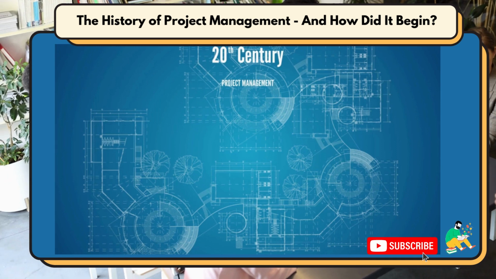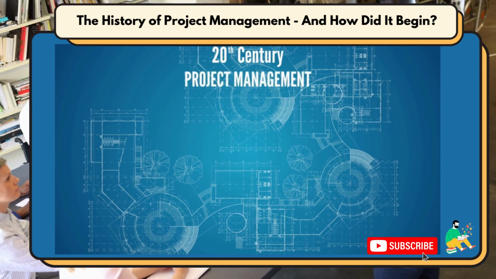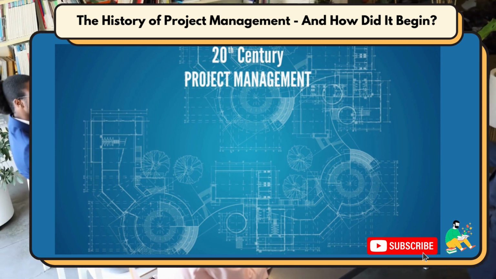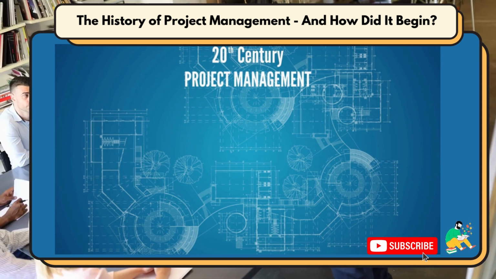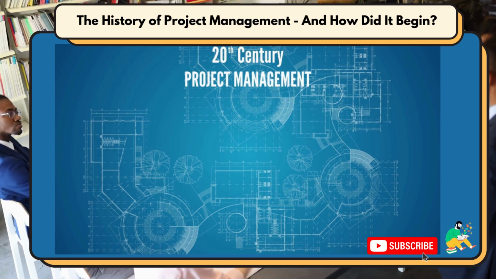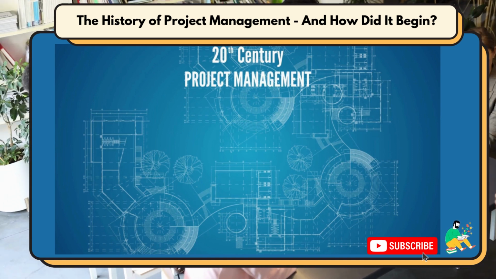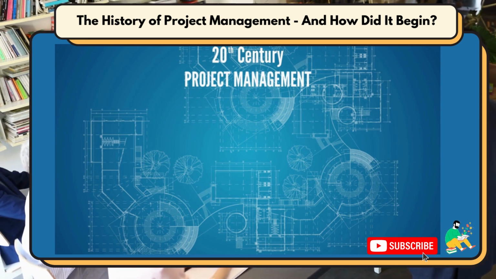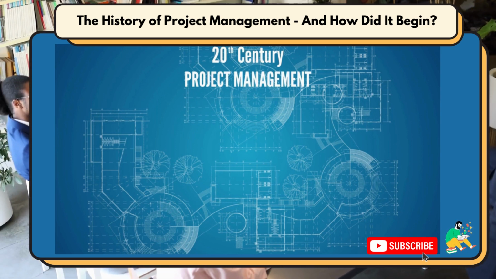20th century. This is when project management as we know it really came into its own and started developing. We mentioned that after the Industrial Revolution, the time and resources were more and more limited, and using them efficiently became absolutely fundamental. As a result, the project management field started to develop at a much faster pace.